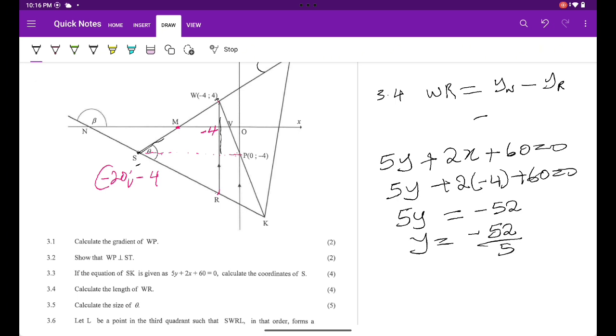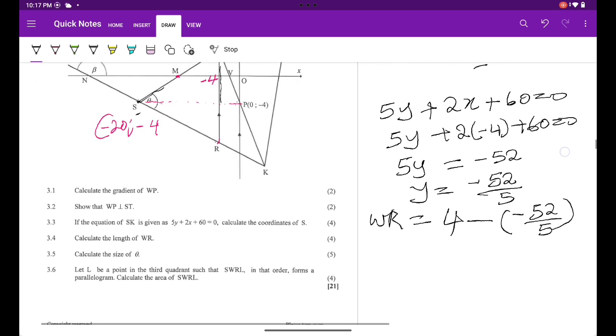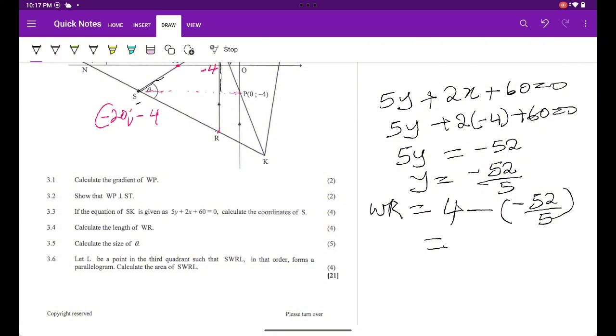So the Y value is actually negative 52 over 5. Right. So therefore, as we have said there, WR is the Y value at W, which is 4, minus the Y value at R. We just calculated it. We said it's negative 52 over 5. Right. And then giving us the value of WR to be, this will add, so it will just give us 72 over 5.